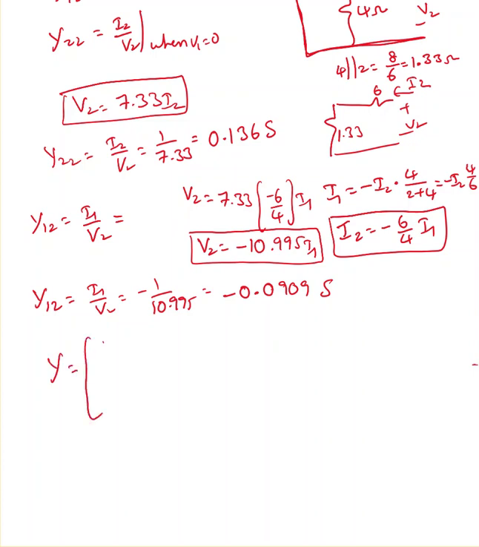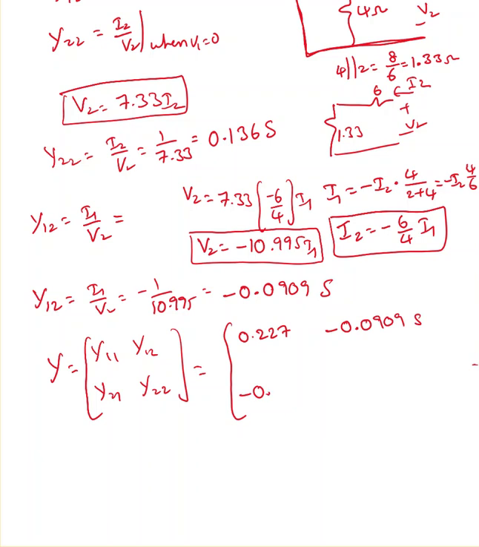So if I look at the Y parameters, I have Y11, Y12, Y21, Y22. I'll end up with Y11 equal to 0.227 Siemens, Y12 minus 0.0909 Siemens, Y21 minus 0.0909 Siemens, and this value Y22 is 0.136 Siemens.